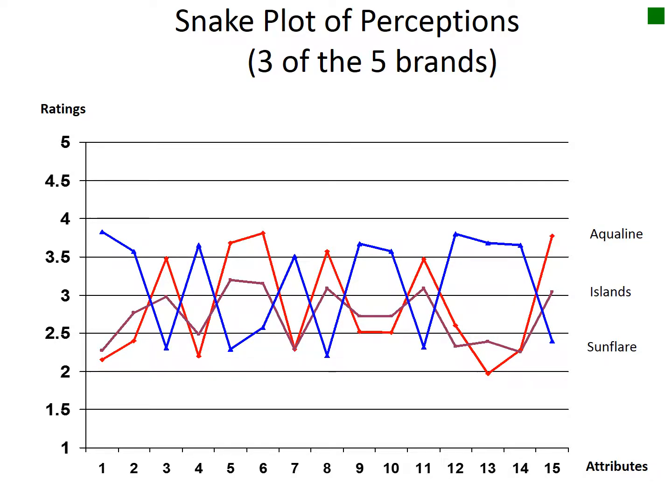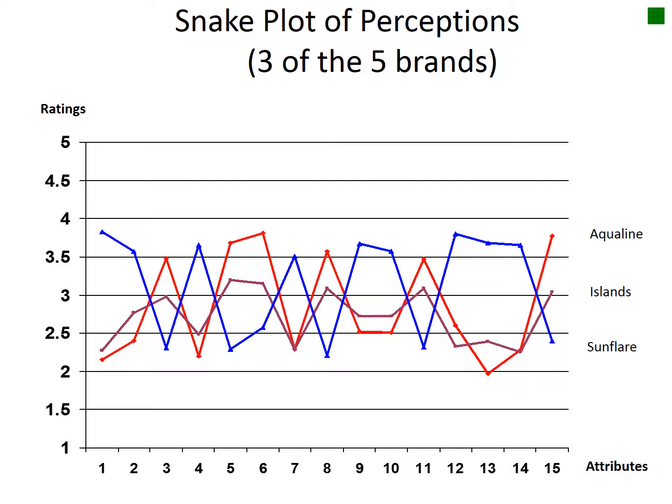We can look at this and visually see that the blue line, which is the Sunflare brand, acts in a slightly different way than the Aqualine and Islands brands. The snake plot suggests that Aqualine and Islands move fairly closely to each other by question, and they behave conversely from Sunflare. So, just visually looking at this, one would suggest that Aqualine and Islands are probably pretty close competitors. They probably behave similarly to each other.